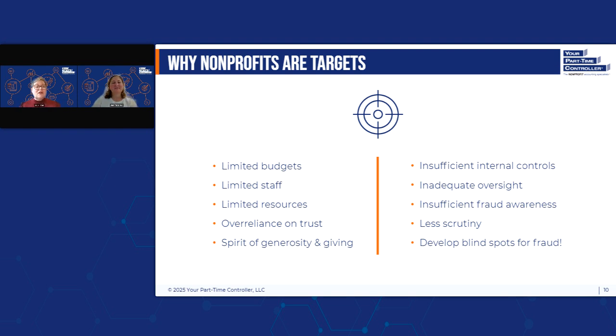Fraudsters often target nonprofits due to the opportunities available. Nonprofits often operate with limited staff and budgets, meaning fewer checks and balances. Where we have limited staff and resources, we often find that there's inadequate oversight, fewer functioning internal controls, and not enough fraud awareness. This culture of trust and generosity that we find in nonprofits can also create blind spots. And all of these factors make nonprofits attractive targets for fraudsters.